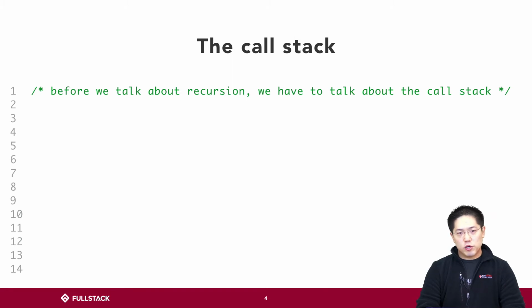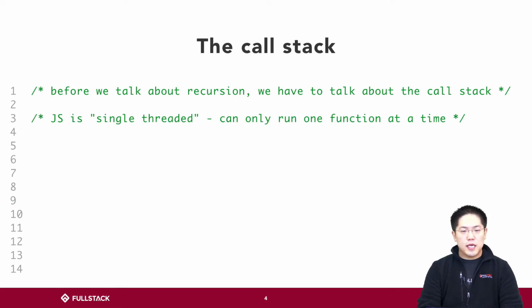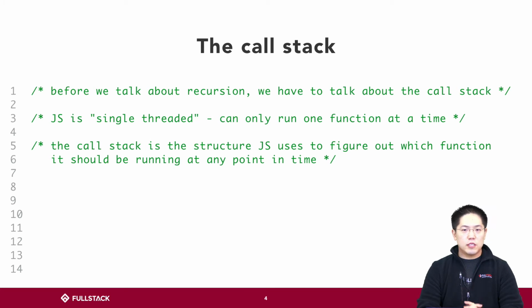So to understand recursion, you have to understand something called the call stack, all right? The call stack is what we refer to as a function call stack. As functions call each other, they are putting their scopes, their variables onto a stack. JS is single-threaded, so only one function can be running at any one time, right? And the call stack is the structure that JavaScript uses to figure out which function is running and what it can see and what happens when the function exits.